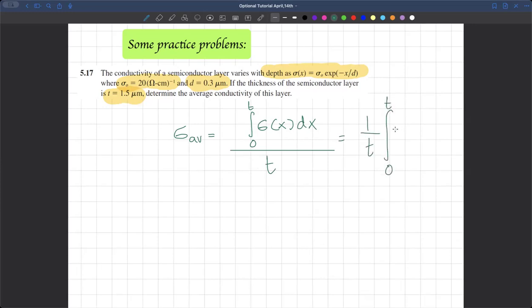If you have a question here, please do let me know. This relation is already given, so there's no problem there. And of course, dx. Be very careful: the dx is the differential, so don't mix it with this d. Okay, what we have here now is the average.